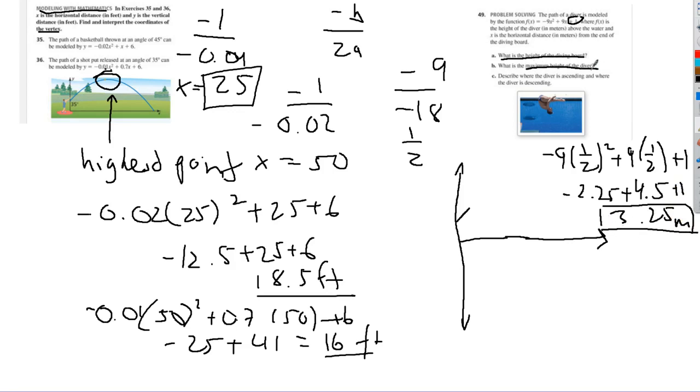It's the maximum height of the diver, which is really tall. It is so tall. That's actually really impressive.